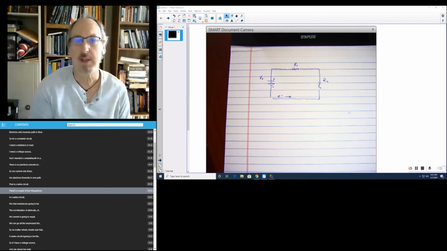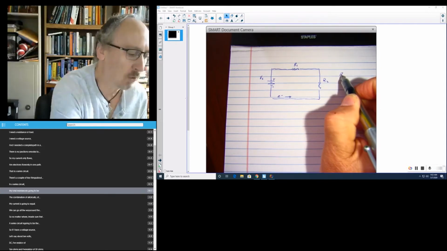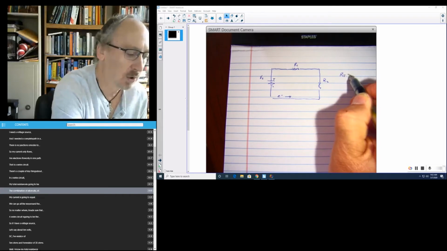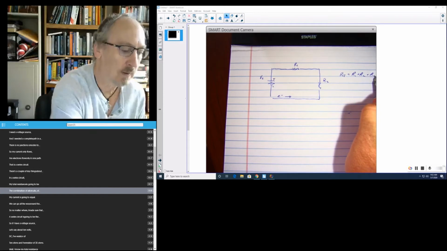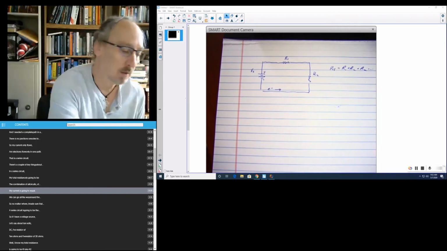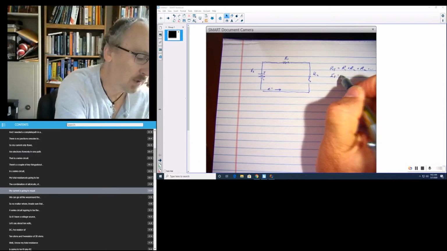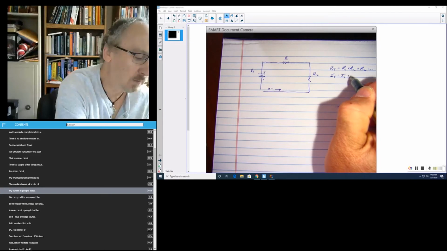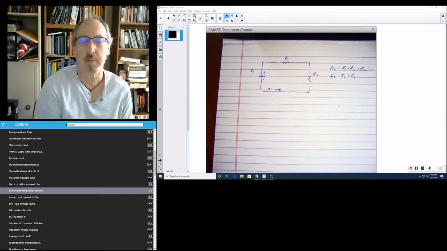And there are a couple of key things about a series circuit. In a series circuit, my total resistance is going to be the combination of all resistors. My current is going to equal the current all the way around the circuit. So no matter where I measure that current in a series circuit, it's going to be the same.